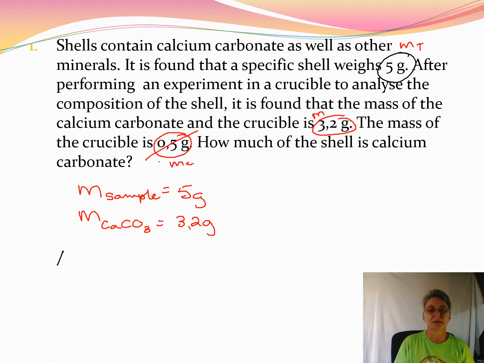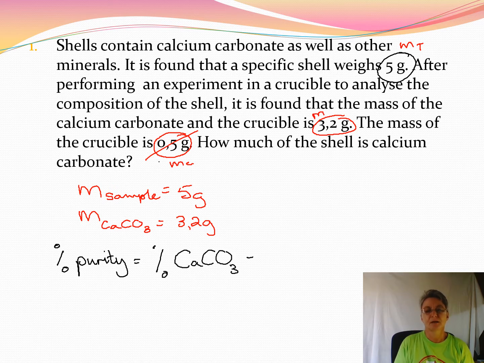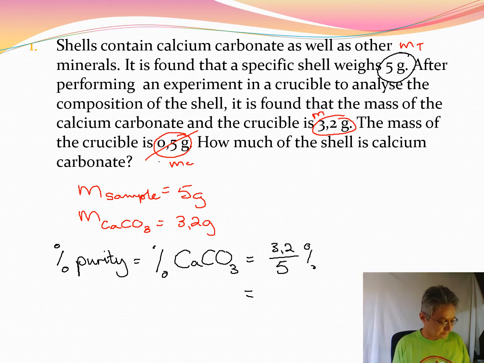So the percentage purity, or we could say the percentage calcium carbonate, is 3.2 out of 5, times 100%, which is 64%.